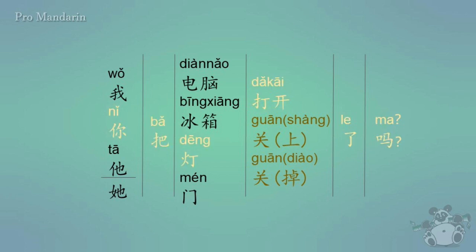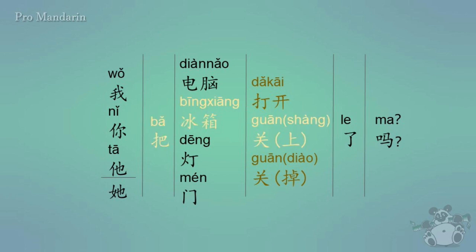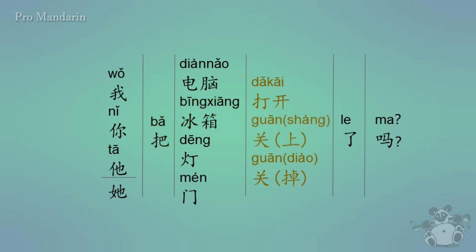Okay, now using this method, how would you say, did you turn on the light? 你把灯打开了吗? Now, in order to tell somebody to do something, you don't actually need to use 你 to start off the sentence. So how would you say, shut the fridge? 把冰箱关上. Again, remember, the 上 is used for items that you can close, and then 掉 is used for items that can be turned off, whereas 打开 is used for both of them as far as turning it on or opening it up. All right, cool. So let's go ahead and move on.